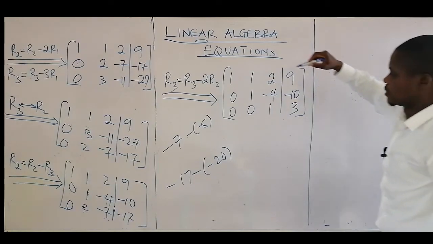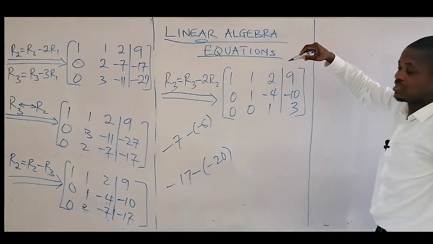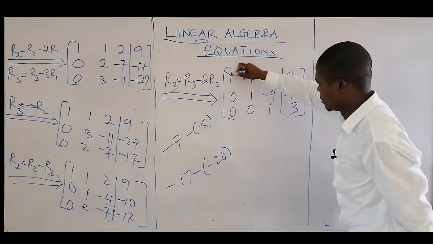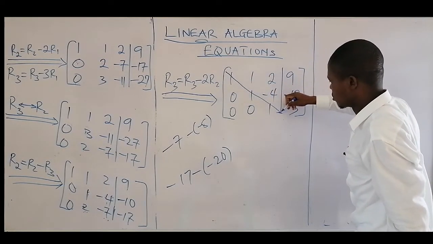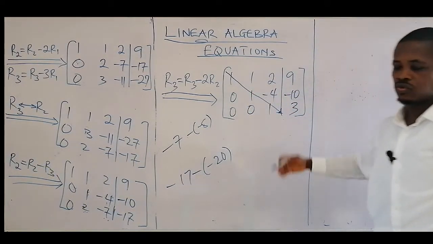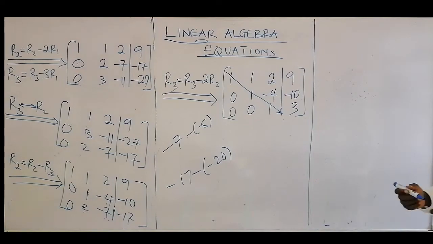Okay, so what I'm looking for is the echelon form. This is now the echelon form. The leading diagonal, the main diagonal, is 1, 1, and below that, 0. So I've achieved my targets.